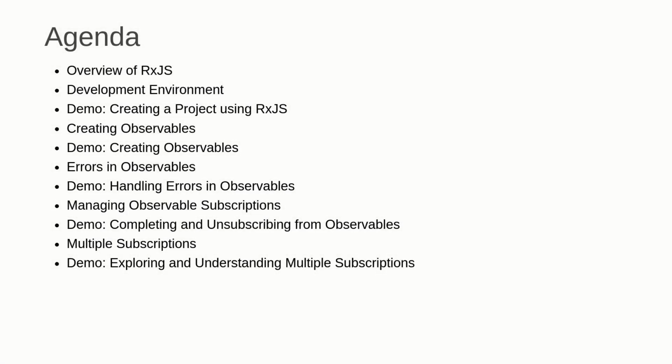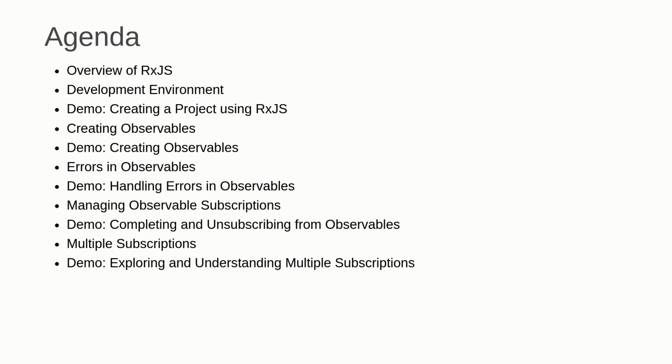So in this particular course, Getting Started, we're going to take a look at an overview of what RxJS is. Then we're going to take a look at setting up a development environment so we can try out RxJS. We'll talk a little bit about creating observables and some of the ways in which you can do that, and we'll do some demonstrations. Then we're going to talk about error handling with observables.